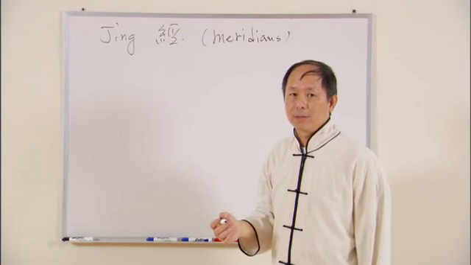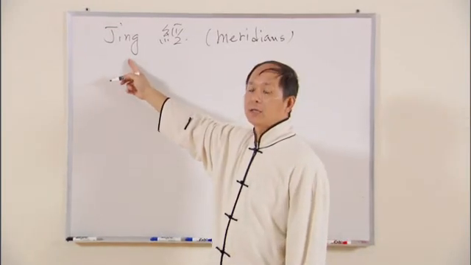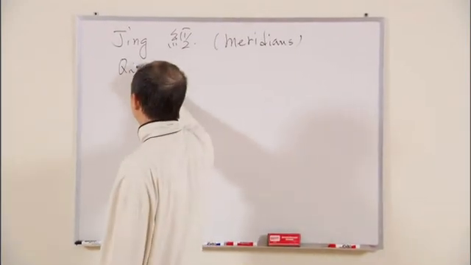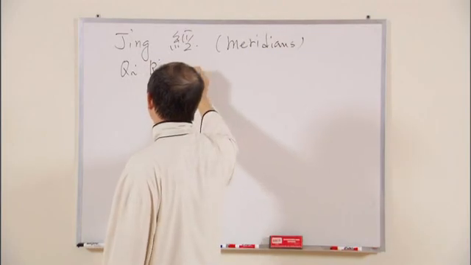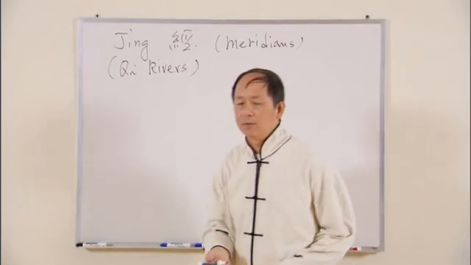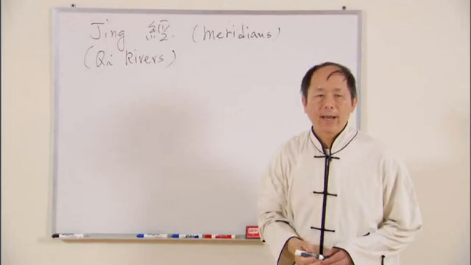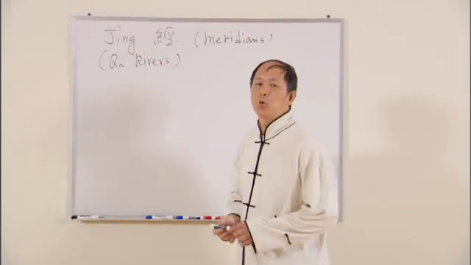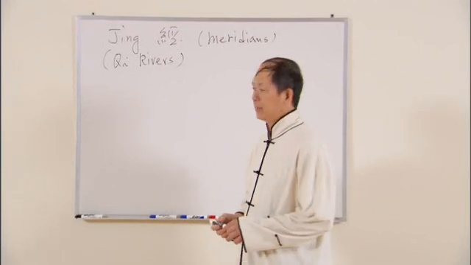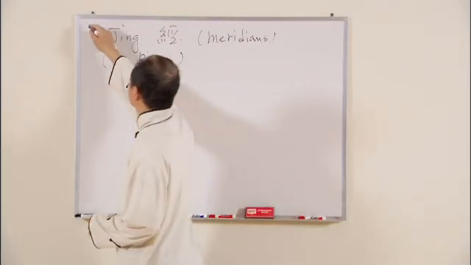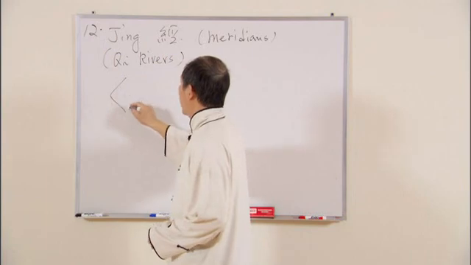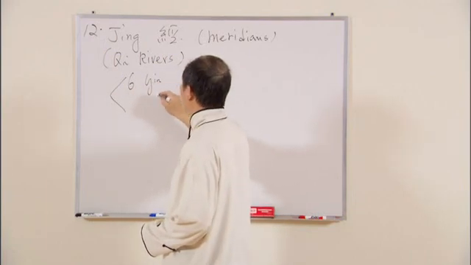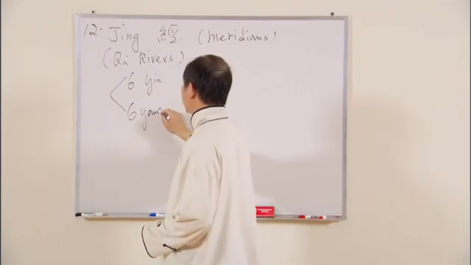Or primary channels. This one, jing in Chinese, is considered a qi river. This has been stated in the ancient medical documents. Jing, like rivers. Inside the body, there are 12 primary channels recognized. Inside, I have 6 yin channels and 6 yang channels.